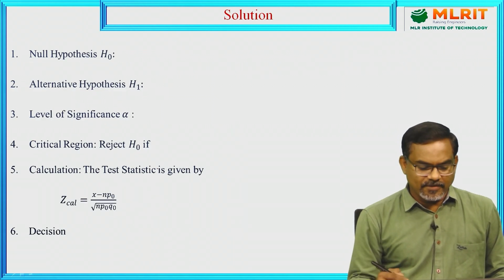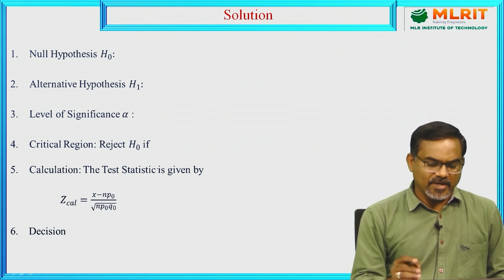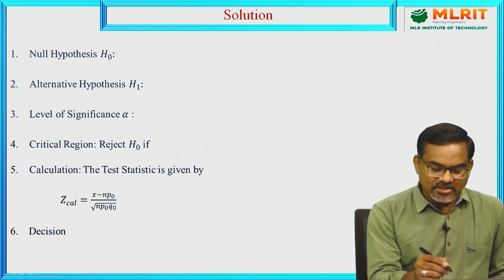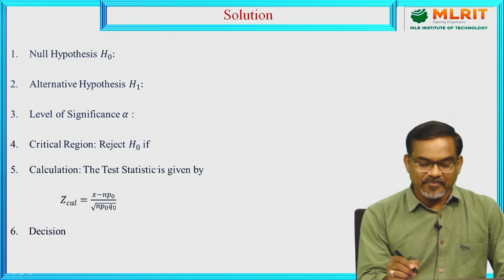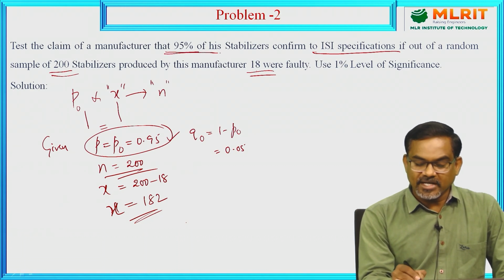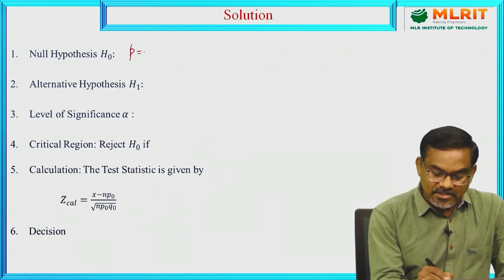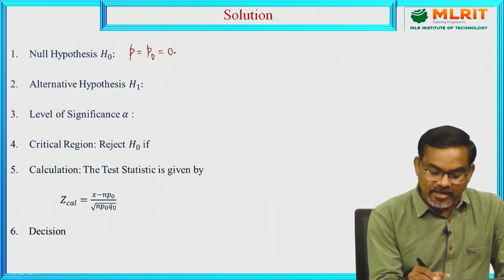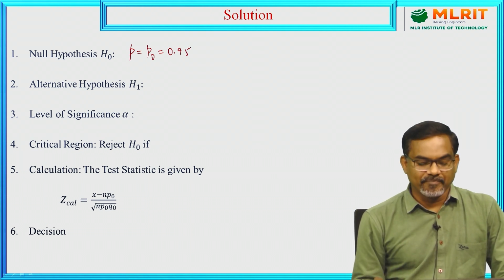The procedure, as we know, includes 6 steps, starting from the null hypothesis. Now, what is the null hypothesis H naught? The actual statement which is to be tested. Here in the problem, we need to test the claim given by the manufacturer. So, the null hypothesis is P equal to P naught, which is 0.95. 95% of his product is good.